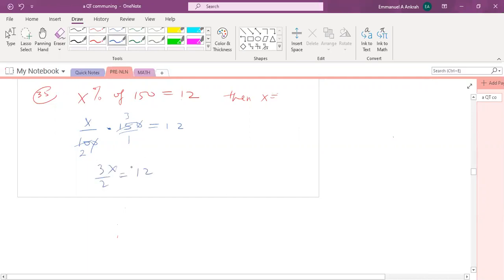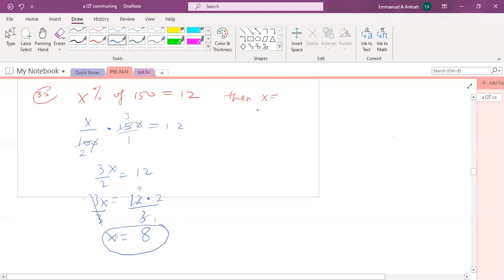Okay. And then I can do cross product, 2 times 12. So 3x is equal to 12 times 2. And then I can divide both sides by 3. So this will cross out, so I have x is equal to, 3 into itself is 1, 3 into 12 is 4, so x should be equal to 8. Okay, so we can do that.